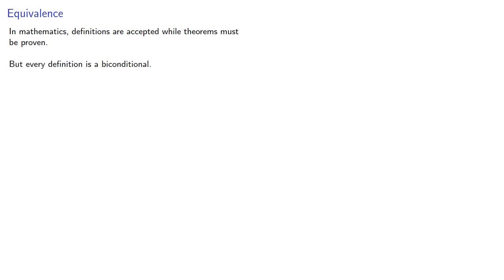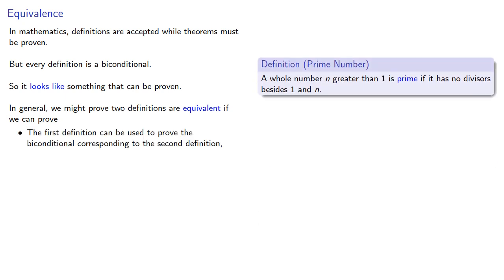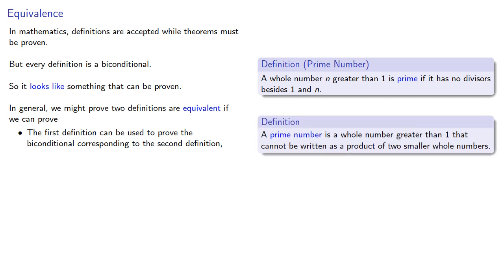Now, this leads to an important idea in mathematics. In mathematics, definitions are accepted, while theorems must be proven. But every definition is a biconditional. It's an if and only if statement. So they all look like something that can be proven. In general, we might be able to prove that two definitions are equivalent if we can prove the first definition, which is accepted, can be used to prove the biconditional corresponding to the second definition, and conversely. In other words, we can prove a biconditional.